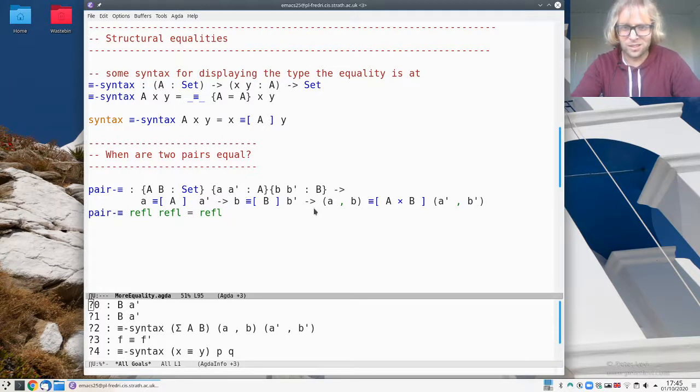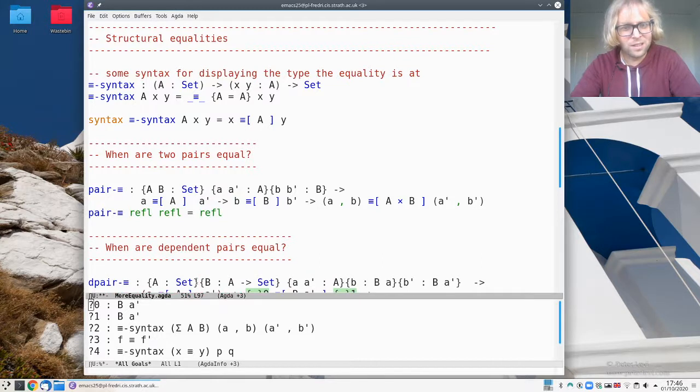Okay, so we see that in order to prove that two pairs are equal, it's enough to prove that they are component-wise equal. So if faced with this goal, then we can apply pair equals to typically two question marks, and then we have two simpler things to prove, and then we are done.